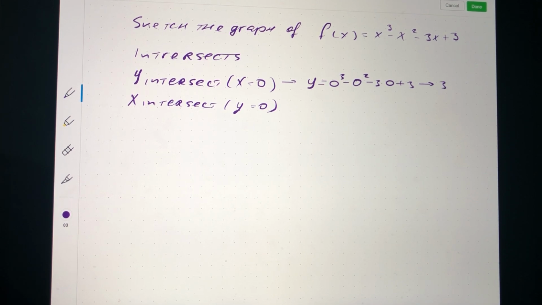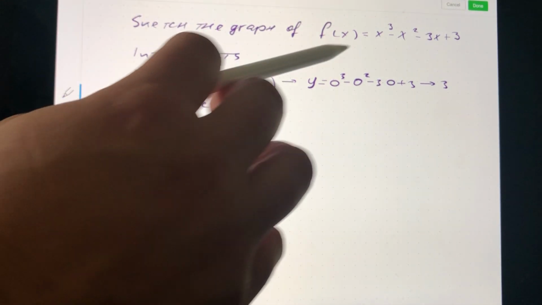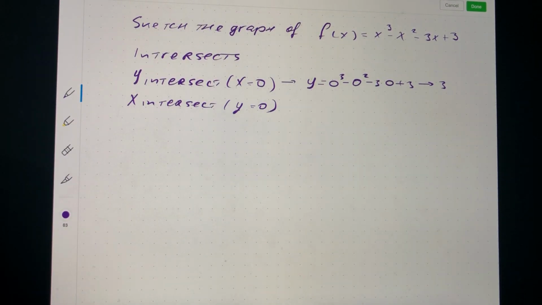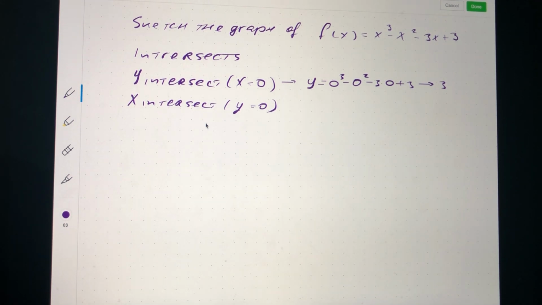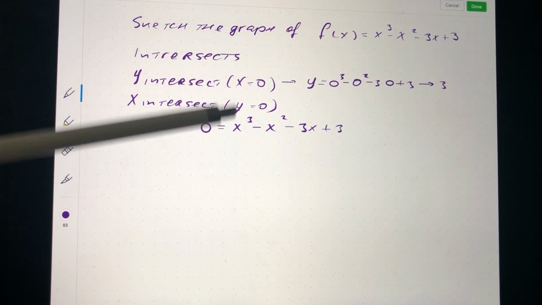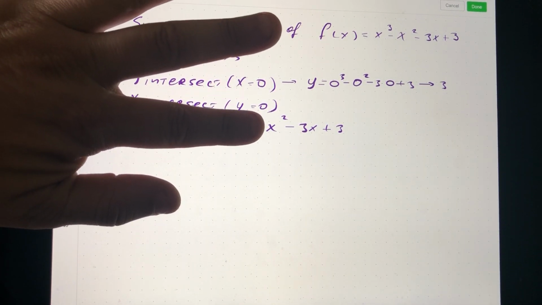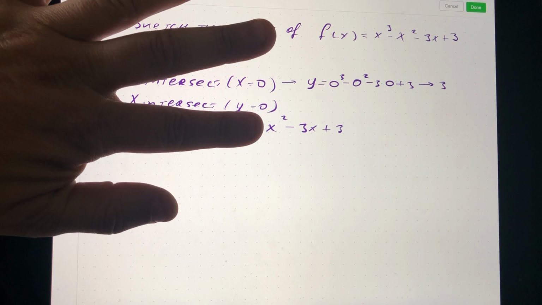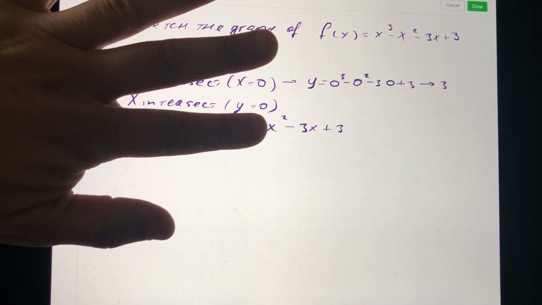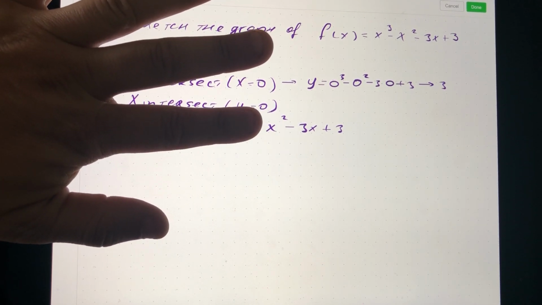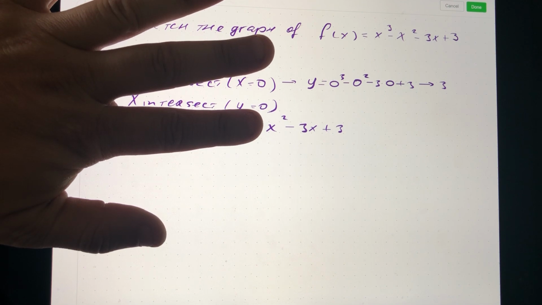The x-intersect is found by making y equal to 0. If we make the left side equal 0, what kind of equation do we get? Well, 0 is x cubed minus x squared minus 3x plus 3. Now, if we had a quadratic equation instead, any quadratic can be solved with the quadratic formula. But for the cubic, we do not have such an easy formula to use.